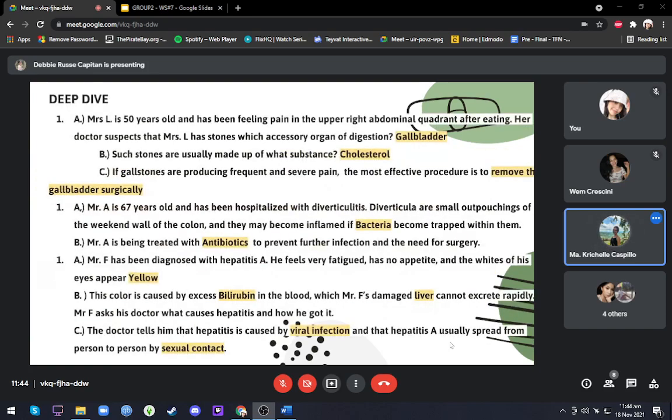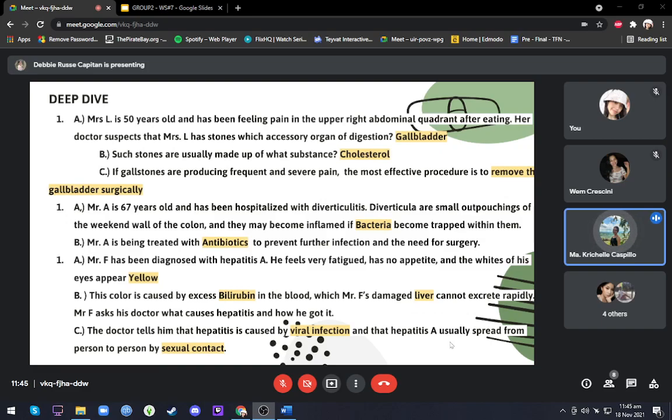Next is the deep dive. Number 1, letter A. Mrs. L is 50 years old and has been feeling pain in the upper right abdominal quadrant after eating. Her doctor suspects that Mrs. L has stones in which accessory organ of digestion, and our answer is the gallbladder. B. Such stones are usually made up of what substance? Our answer is cholesterol. C. If gallstones are producing frequent and severe pain, the most effective procedure is to remove the gallbladder surgically.